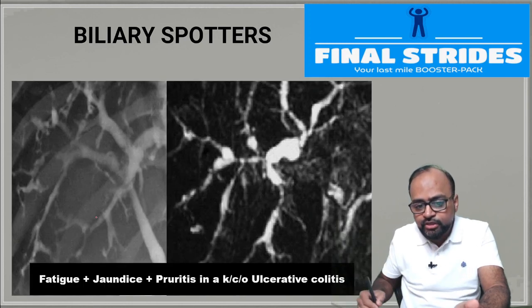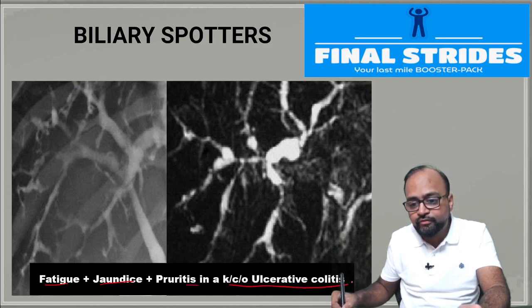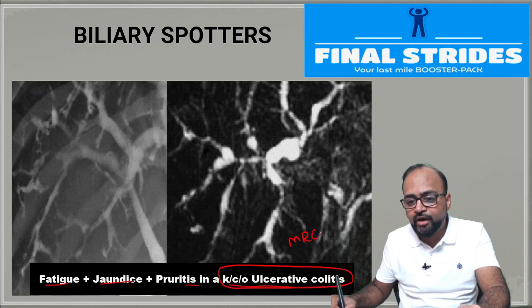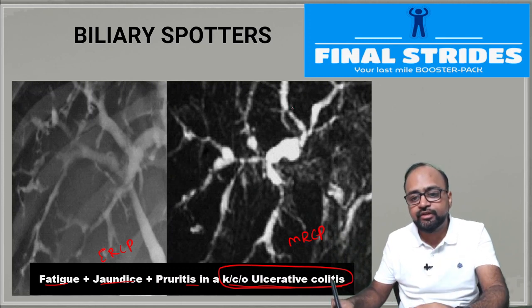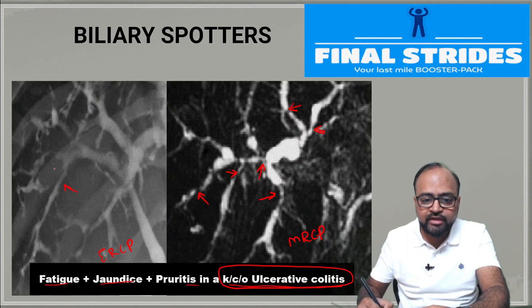Whereas if you see a patient who presents with non-specific complaints, fatigue, jaundice, pruritus, in a known case of ulcerative colitis, 70 to 80% association with ulcerative colitis. And what do you see on MRCP and ERCP image? There are multiple strictures in the biliary tree. Can you see there is a narrowing here, here, here, and here? So many narrowings scattered throughout the biliary tree, right?